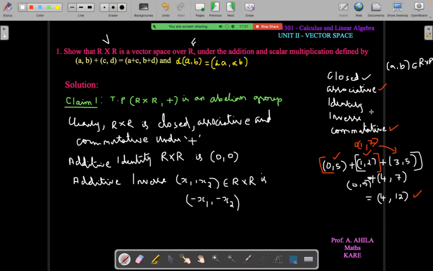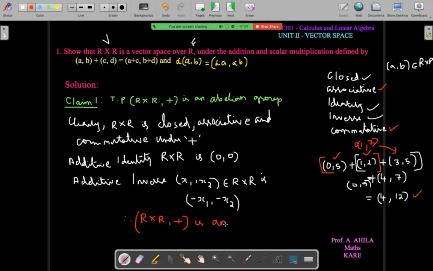Thus, the 5 conditions are satisfied. All the 5 conditions are satisfied. Therefore, we can say, yes, this R cross R is an abelian group under plus. So, simply saying R cross R, comma, plus is an abelian group, since it satisfies the 5 conditions.